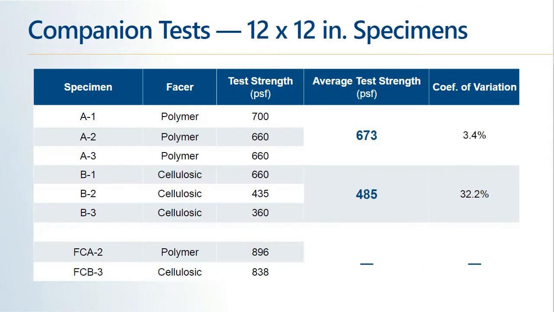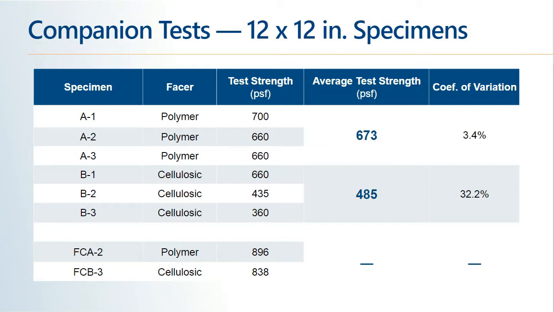So here's what we found in our testing for the companion 12 by 12 specimens. We tested 3 of each type. For the polymer-coated specimens, we had a strength that averaged from 660 pounds to 700 pounds per square foot, with an average of 673 PSF, and that was a fairly tight coefficient of variation. But for the cellulosic samples B1 through B3, we had a high variability. We had a load varying from 435 pounds per square foot all the way up to 660 pounds per square foot. And that's a pretty high coefficient of variation.